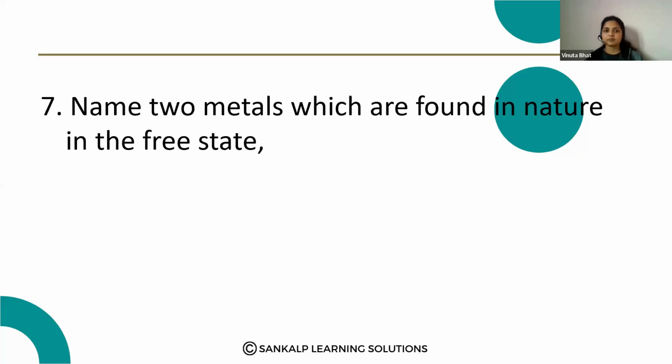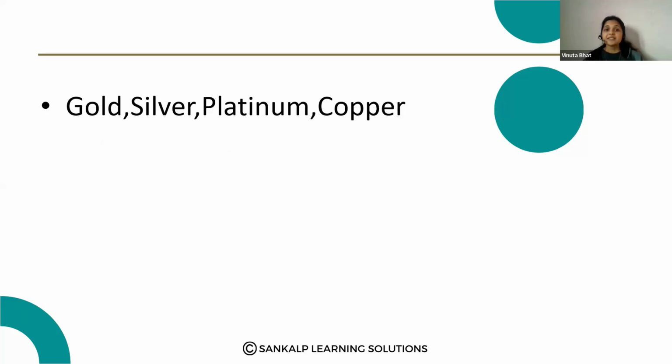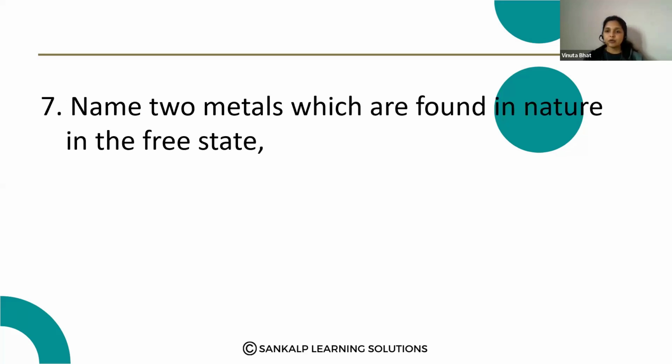Next question. Name two metals which are found in nature in the free state, not in a compound form. Here, gold, silver, platinum, copper, these metals are found in nature in the free state. Note down the question. Name two metals which are found in nature in the free state.